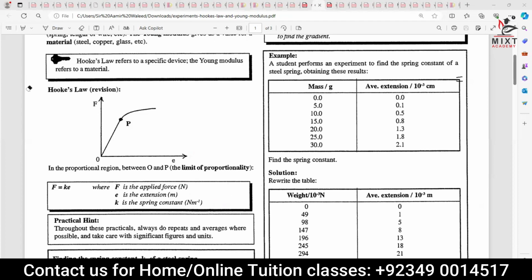Now, what does it mean actually? If you see the graph between a force and an extension, you can see that from point O to point P, you will have a straight line.